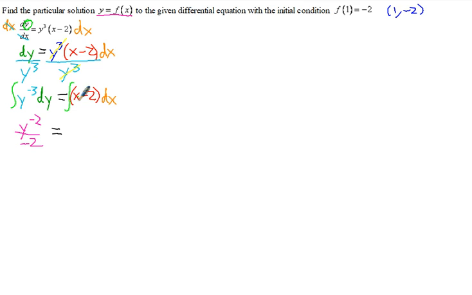Notice here these are just subtracted, so you can integrate each one separately. When you integrate x, the antiderivative is x squared over 2. Just add 1 to the exponent and divide by the new exponent. And the antiderivative of negative 2 is just negative 2x. And then we have our unknown constant plus c. Let's simplify it a little bit. The left side you can simplify to be 1 over negative 2y squared, and the right side is about as simple as it's going to get.